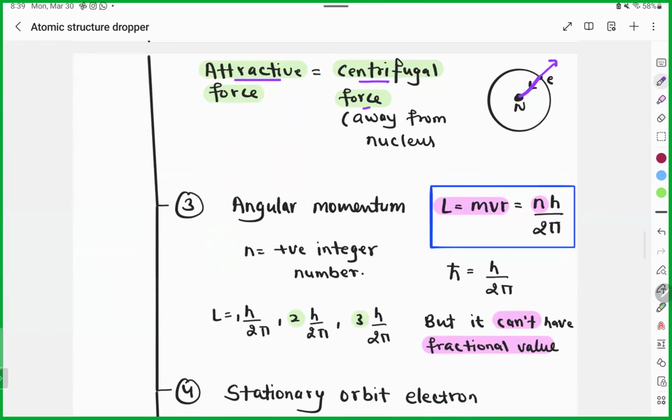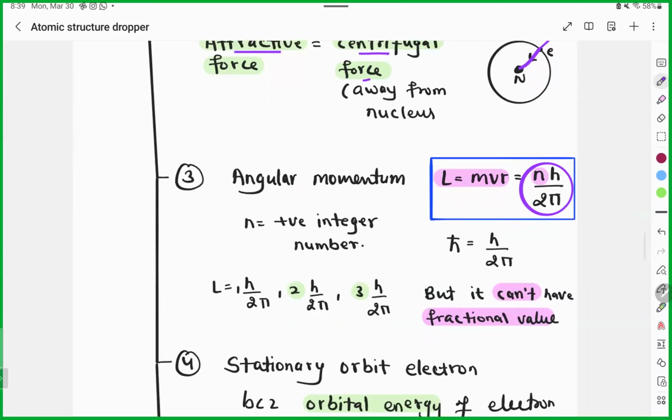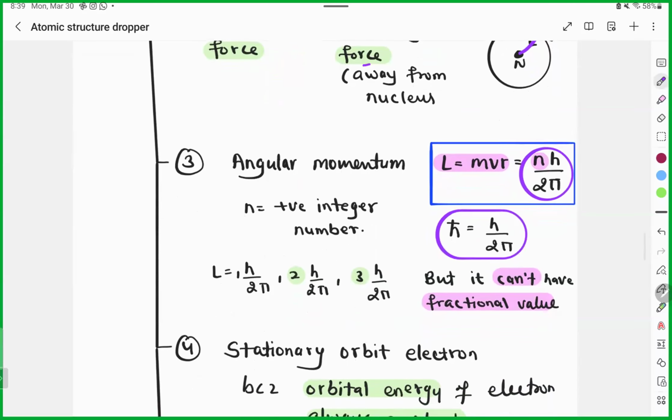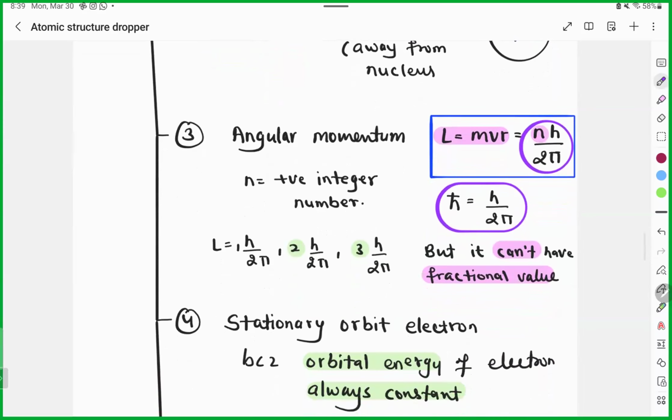Angular momentum L is equal to mvr, which is also equal to nh upon 2 pi. Okay, note it down quickly. h bar is equal to h upon 2 pi. So sometimes we also write nh bar. So very popular equation.